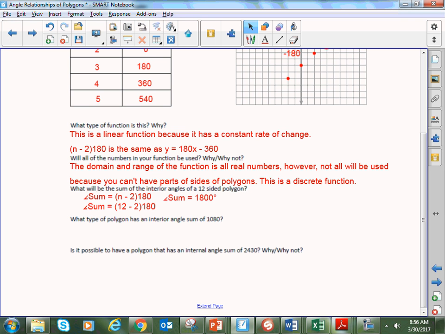In the next question, we're taking the equation and working it backwards. We're going to say the angle sum is 1080, so we're given that. Work the equation backwards, divide by 180, and then move the 2 over through addition, and we get an 8-sided polygon, which is an octagon.